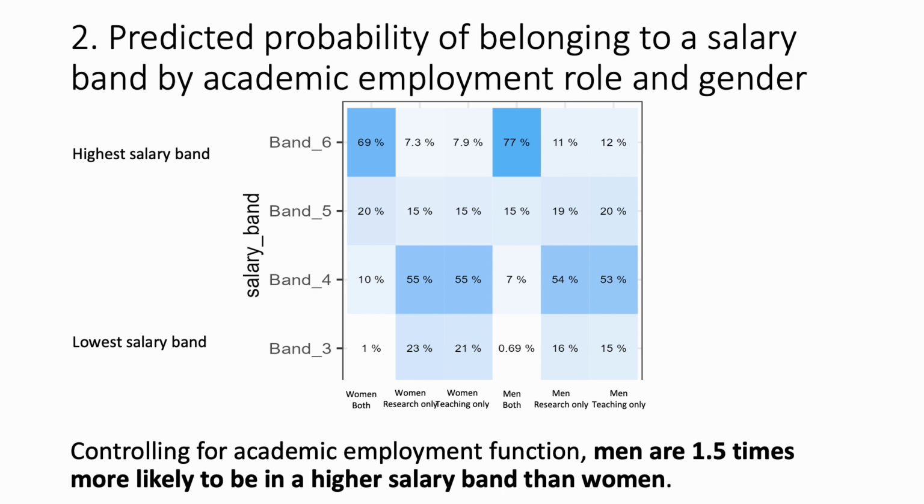With this, what we did was present a simple heat map with the different salary bands across men and women who do different types of academic employment. We found that, controlling for academic employment function, men are 1.5 times more likely to be in a higher salary band than women.